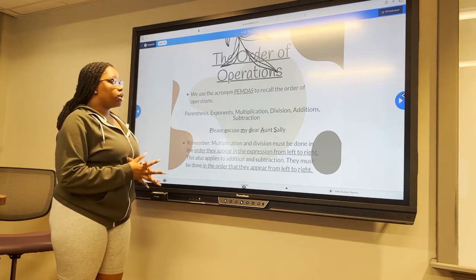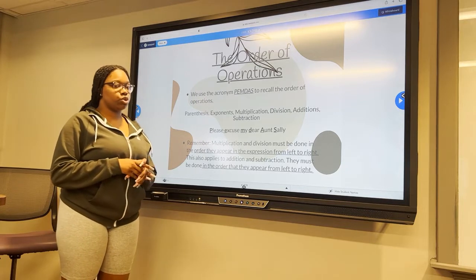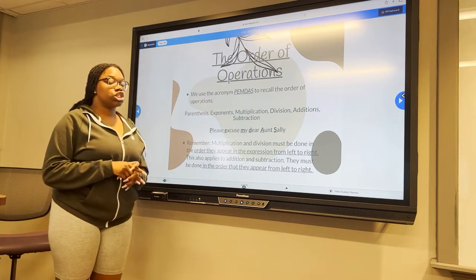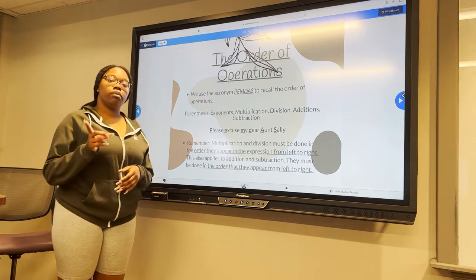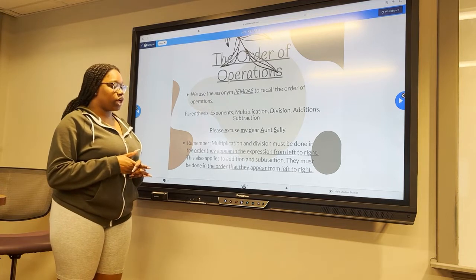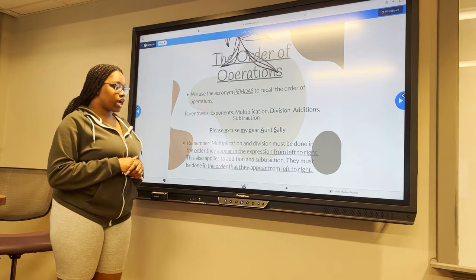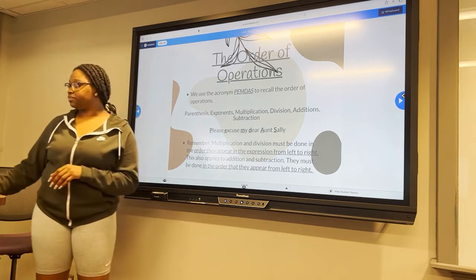We use the acronym PEMDAS to recall the operations: parentheses, exponents, multiplication, division, addition, and subtraction, which can be used to say, "Please excuse my dear Aunt Sally." But remember, multiplication and division must be done in the order they appear in the expression, from left to right. This also applies to addition and subtraction. They must be done in the order they appear from left to right.